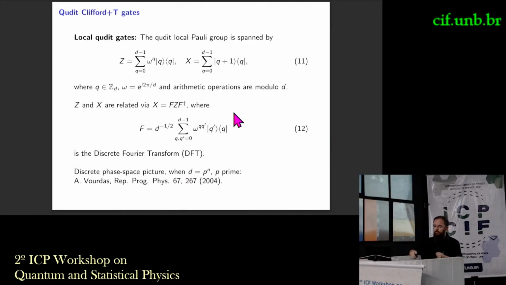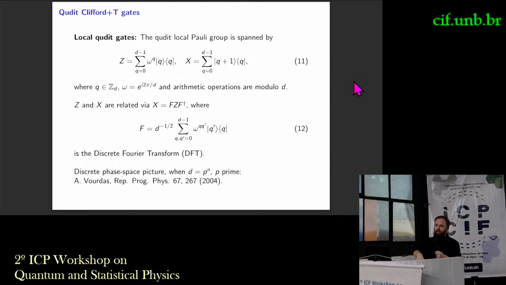And let's talk quickly here. The generalization for D-level systems, so-called qudits: we have the local Pauli group that's spanned by these analogous Z and X gates, where I have the definitions here. If you have questions later on, you can ask.